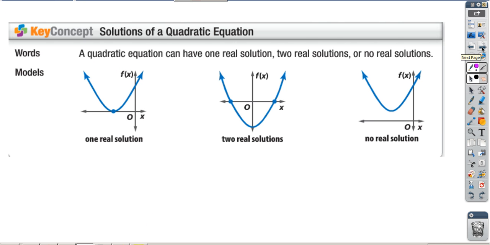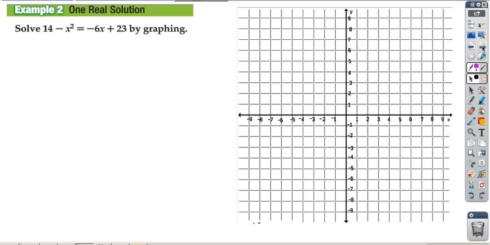Okay, these are the three possible scenarios. You could have an equation that has just one zero, it touches the axis just once, or that one that we just did had two zeros, or maybe it never touches at all and then it has no real solutions, and we'll talk more about that later in this chapter.